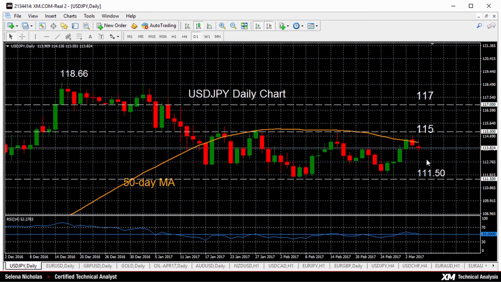So on the downside, we're now targeting support at 111.50, and a move below this would shift the neutral bias to a more bearish one, and only a move above 115 would negate this bearish downside bias.